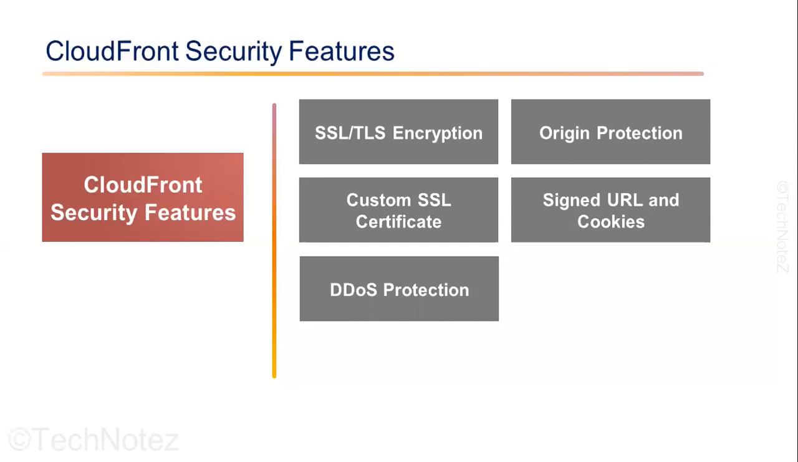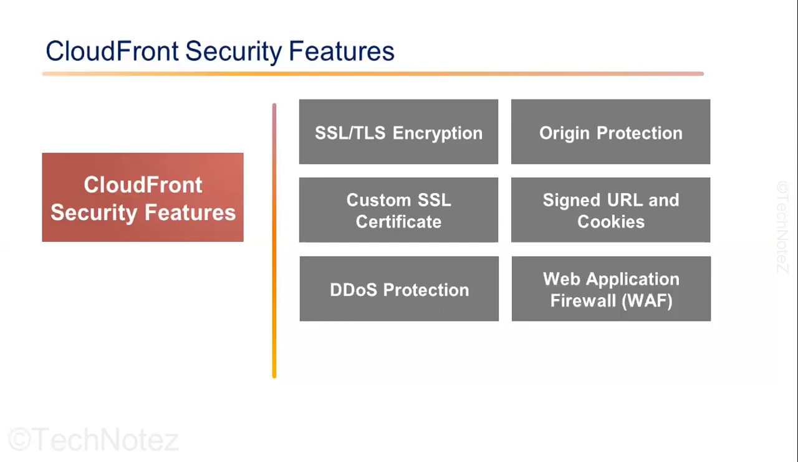DDoS protection: CloudFront integrates with AWS Shield. AWS Shield is a service that provides the DDoS protection for your content. Web application firewall integration: CloudFront can be integrated with AWS WAF, which allows you to create the rules to block the malicious traffic and protect your web applications from the common web exploits.